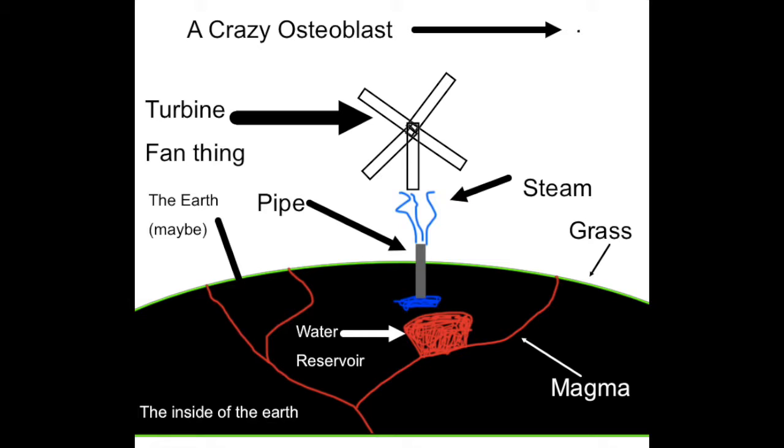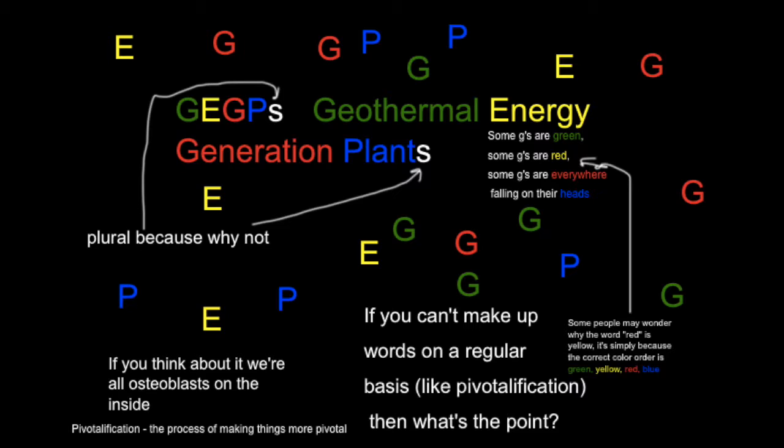The way this is done is that wells are drilled into the earth, and then hot water or steam is piped to the surface. Then the hot water or steam is used to operate a turbine to generate electricity. There are three different types of geothermal energy generation plants, or GEGPs. That's an acronym I made up. It's not actually a thing. However, for the purposes of this video, we are going to call them GEGPs.